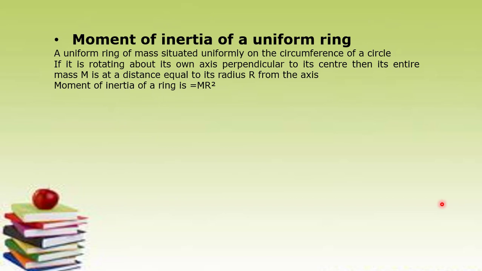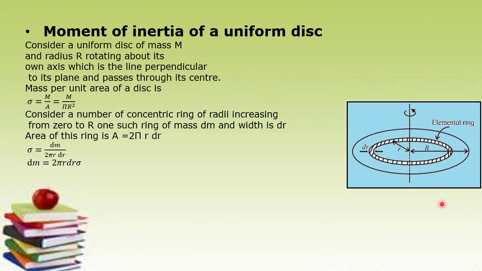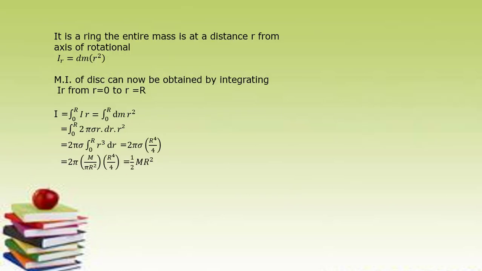Now the moment of inertia of a uniform ring, that equation is mr square. The moment of inertia of a uniform disk, this equation is also very important. You know, last year we have seen mass per unit area of the disk, that is sigma equal to mass upon area, that is m upon pi r square. Now here the area of the ring element is 2 pi r dr. So sigma is equal to dm upon 2 pi r dr. So dm equals 2 pi r dr sigma.